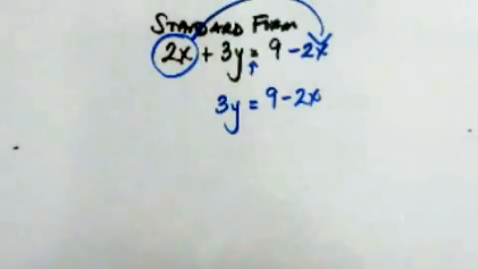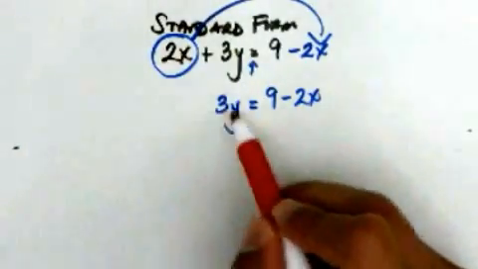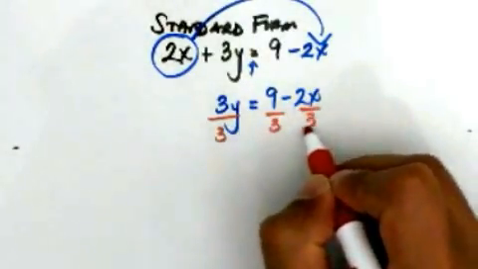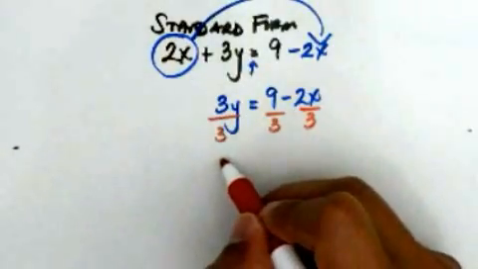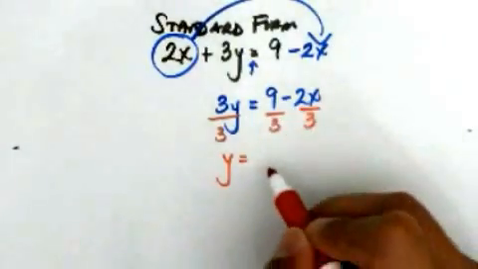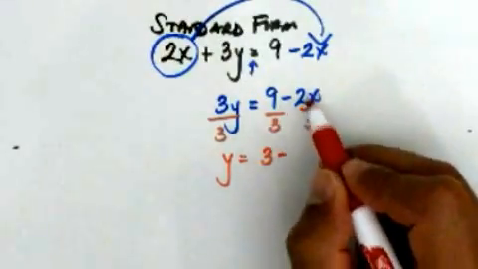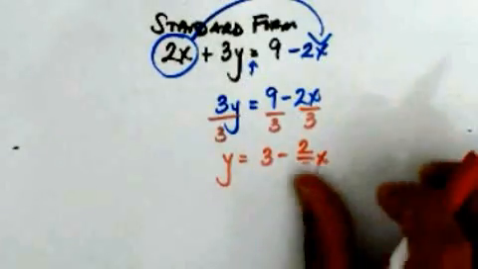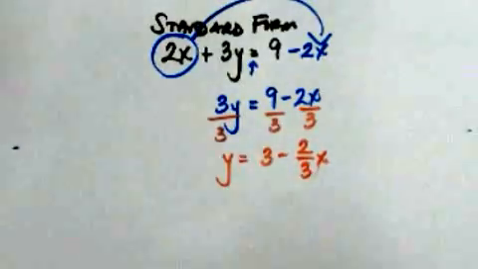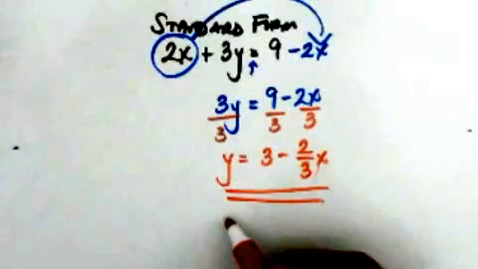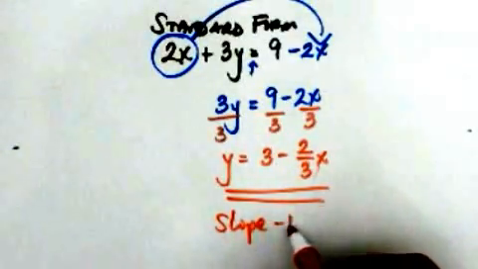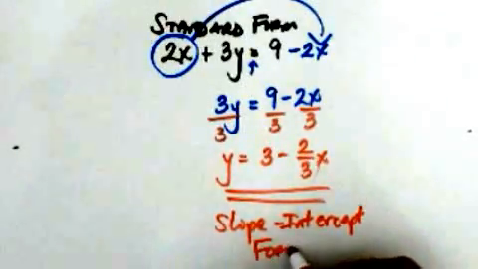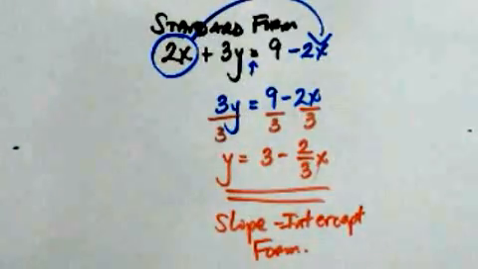Okay. Now the last thing I want to do is I need to get rid of the 3. I need to eliminate it. So I'm going to divide everything by 3. 3 divided by 3 is 1, so that's going to give me y. 9 divided by 3 is 3. And then 2/3, I'm just going to leave it as a fraction because that is my slope. Okay, negative 2/3 x. Now this is easier, and this, if you recall, is slope-intercept form. Okay, now it's a lot easier to graph.